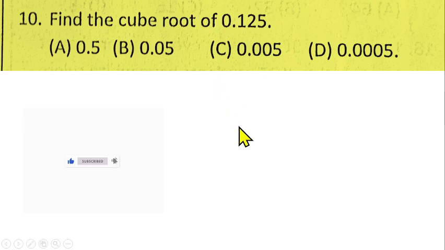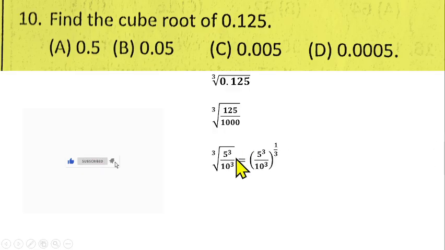But if you want to know how to solve it without the calculator, this is cube root. How do we write this mathematically? Cube root of 0.125. We can change 0.125 to a fraction. That will be cube root of 125 over 1000. Then we can reduce that.